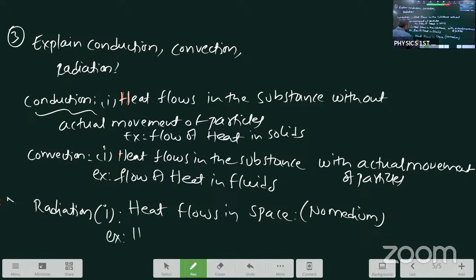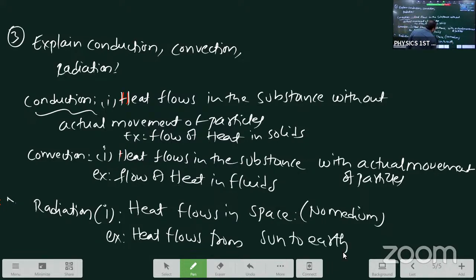Example: heat flows from sun to earth, not earth to sun, because sun is the star, a self-luminous body. Earth is a non-luminous body. Sun, nothing but a star, emits radiation. From sun to earth, radiation comes by the radiation process, thermal radiation, heat. Heat flows from sun to earth by using the radiation process.